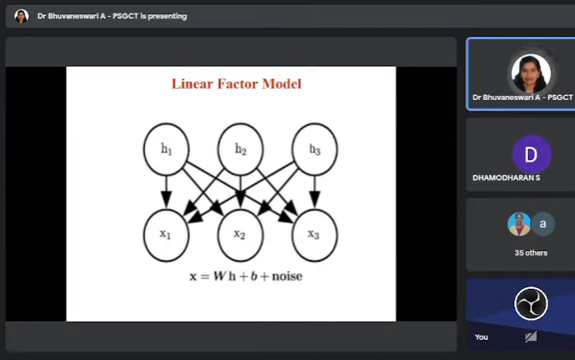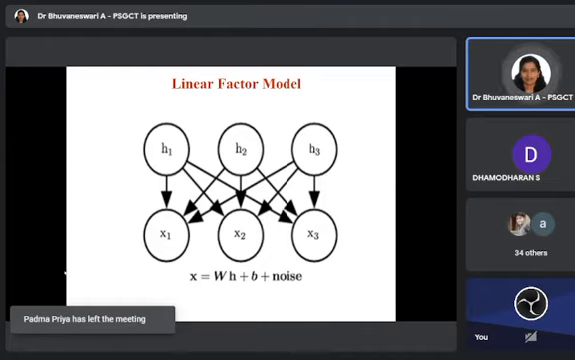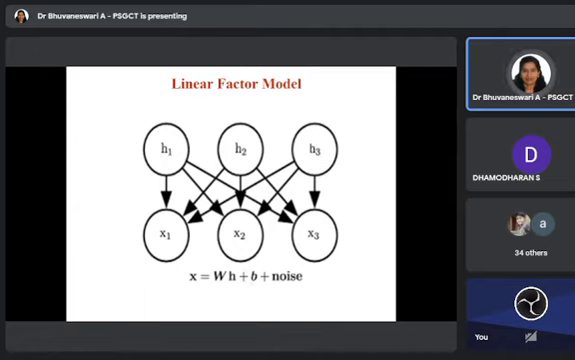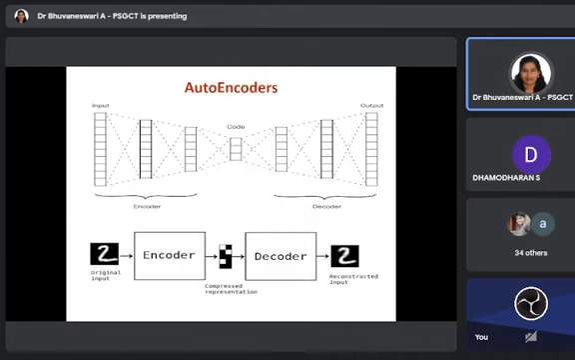All the nodes, neurons are connected with all the outputs. So it's weight into the input, plus the bias, plus the noise. Noise is the distortion.